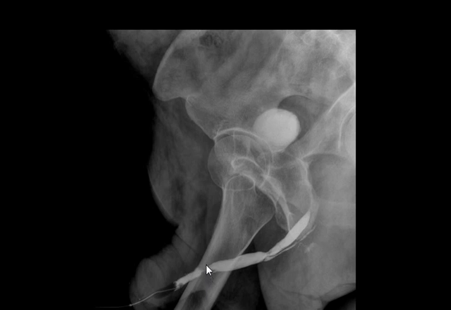And by the way, this is not the most important finding. There is another very important finding that you didn't even see. What is it? Here, what is it? What's this streak, this line? What is it? Is it another urethra or what?